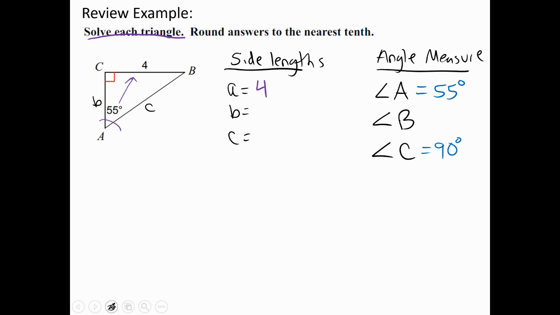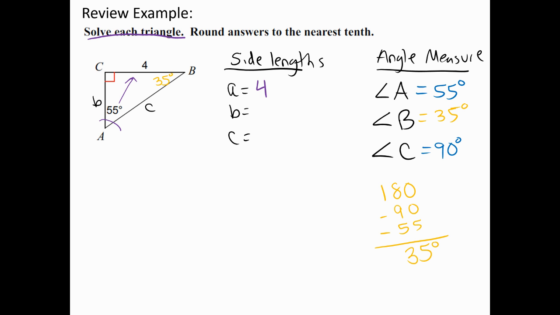We know that in a triangle, all three angles must add up to 180. So we're going to take 180 and subtract 90 and 55 from it. So minus 90 minus 55. We subtract both of those, and we get 35 degrees. So we found angle B is 35 degrees. I'm just going to go ahead and fill it in as I find things.